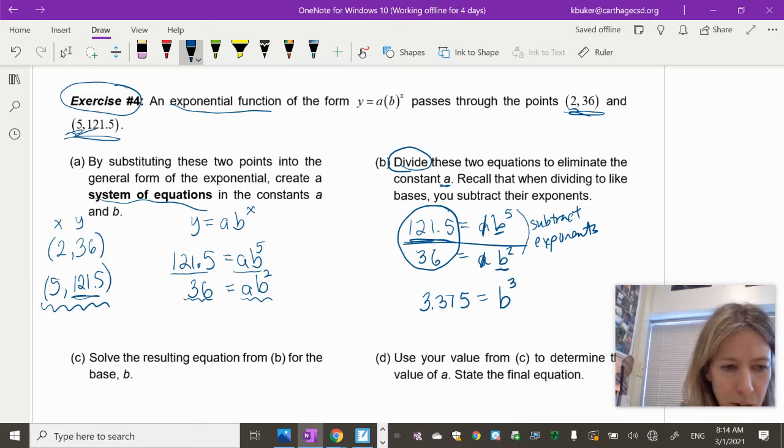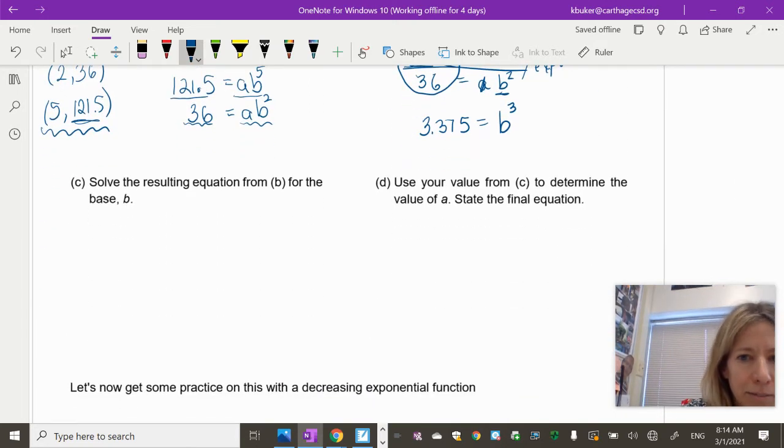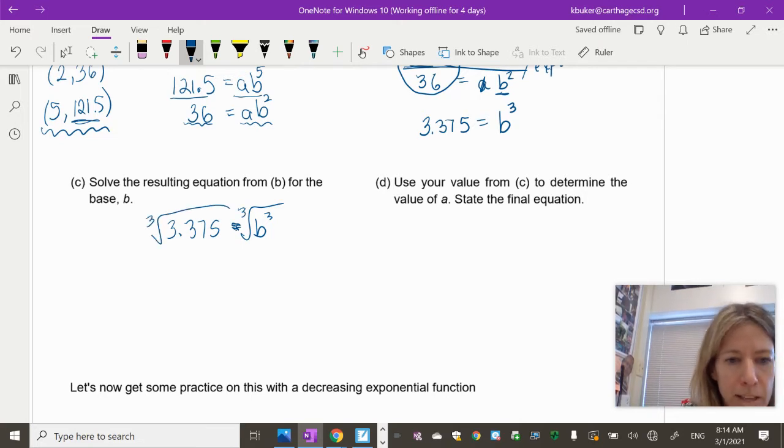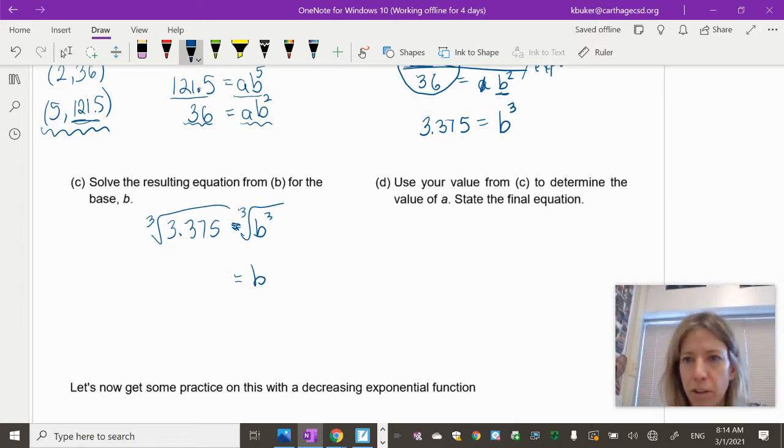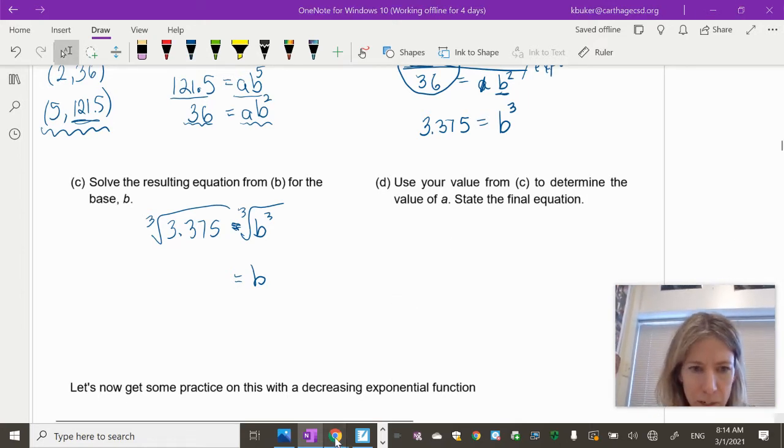Okay, so this says for part C, solve the resulting equation for the base b. All right, so basically, I could continue up here, but I have 3.375 equals b cubed. Now, to undo a b cubed, I can either take the cube root of each side, okay, or I can raise both sides to the 1/3 power, which is the same as taking the cube root. All right, so I'm going to take the cube root of 3.375, and I'm going to show you on Desmos here.